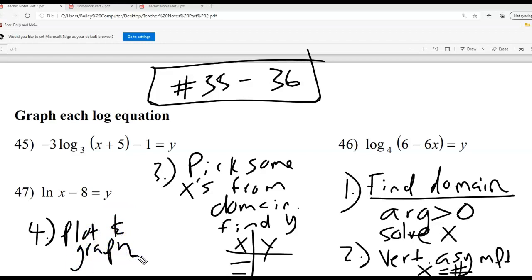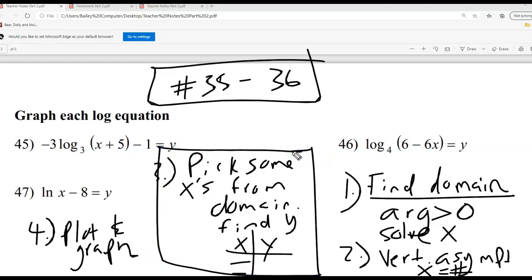So we have 4 steps there we're going to follow to get these things graphed. Now, step 3 is where a lot of the work comes into play. Finding the y value is actually a little bit of calculation to do. You'll probably need your calculators to get these answers. So that's where most of the work is.